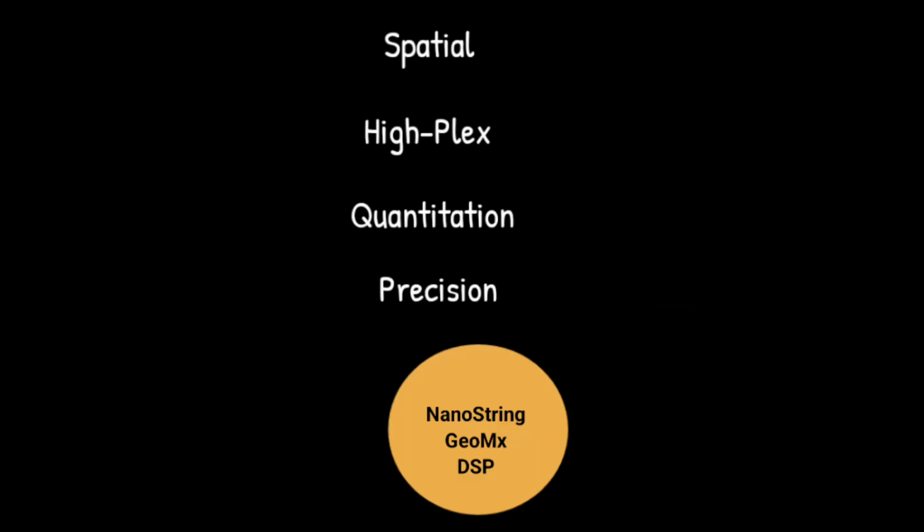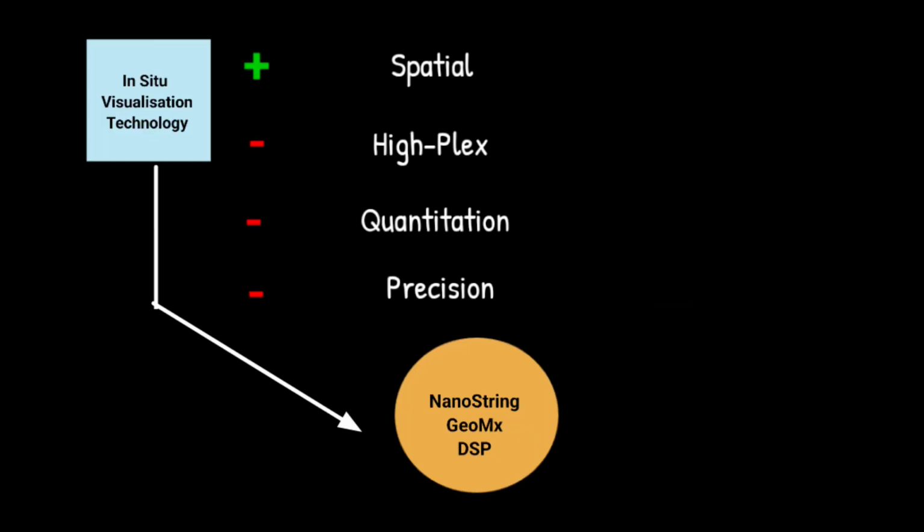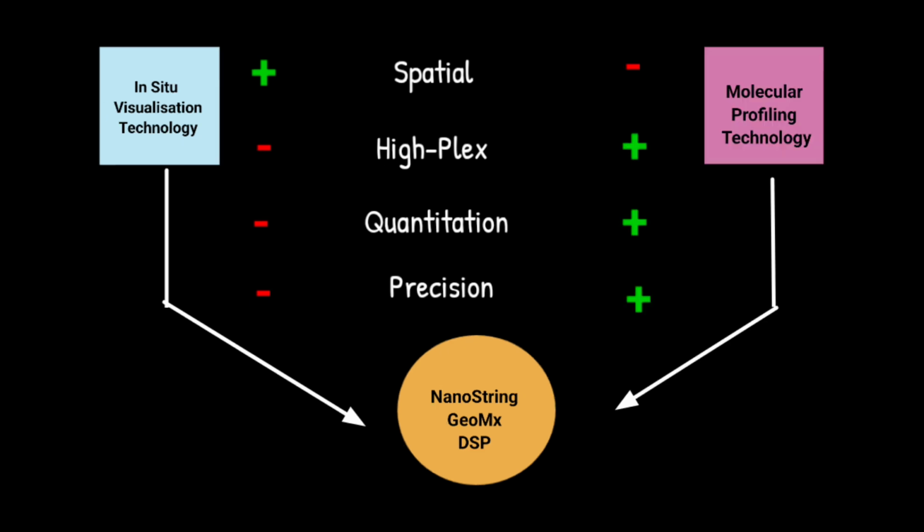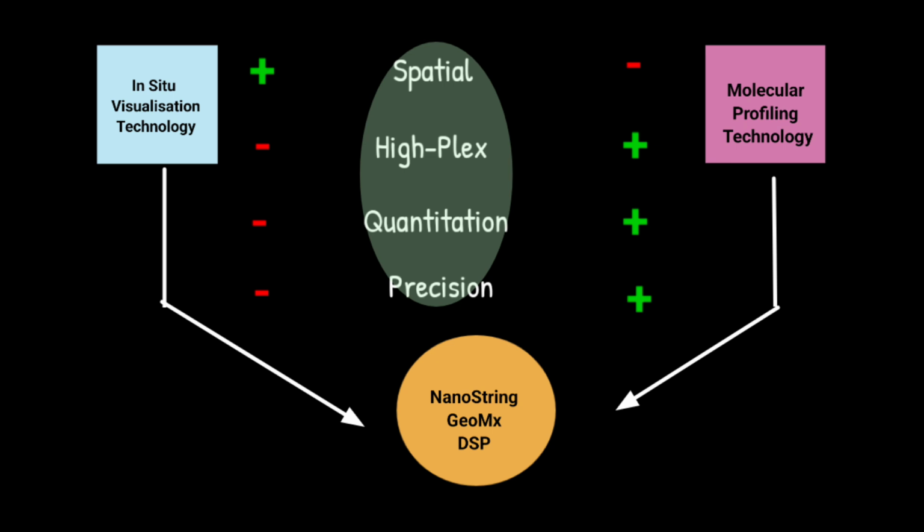Now the solution. Nanostring DSP combines in situ visualization with molecular profiling technologies to get the best of both worlds. As you can see, we are getting features of both. Now how does it work?